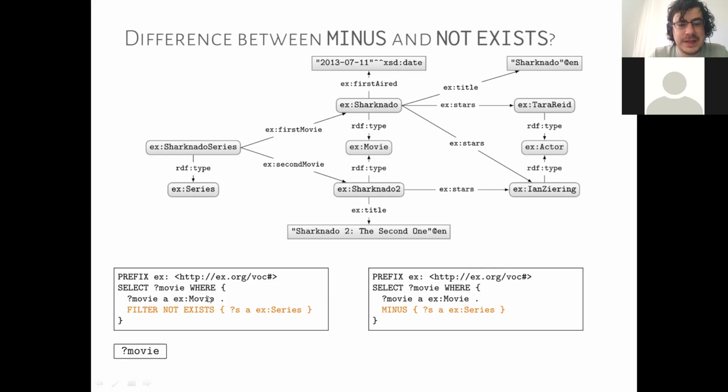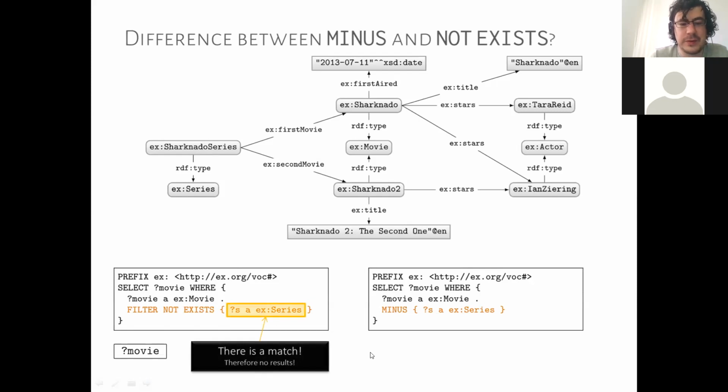So on the left-hand side, we'll get empty results. Why is that? Because no matter what movie we have here, there does exist a series. So essentially we filter them because it's filter not exists. There exists a series, which is the Sharknado series. So this is enough to remove all of the results here. On the other hand, with minus, since there isn't at least one variable in common, this solution here is ignored. And in this case, since there's no variable in common between the left and the right, the minus is effectively ignored. And we return all of the movies, which are Sharknado and Sharknado 2.